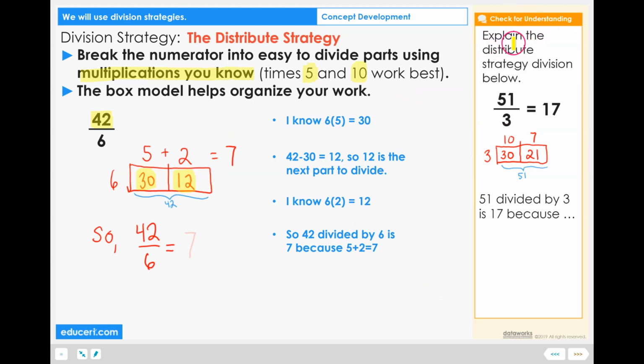Ready, read. Explain the distribute strategy division below. 51 divided by 3 equals 17. Use the work that is shown and use the sentence frame to start your explanation. 51 divided by 3 is 17 because.